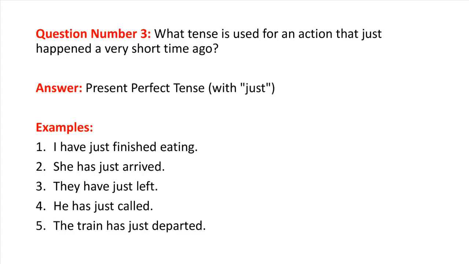Question number 3. What tense is used for an action that just happened a very short time ago? Answer, present perfect tense, with just. Examples. I have just finished eating. She has just arrived. They have just left. He has just called. The train has just departed.